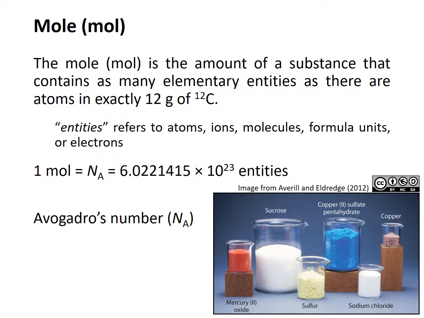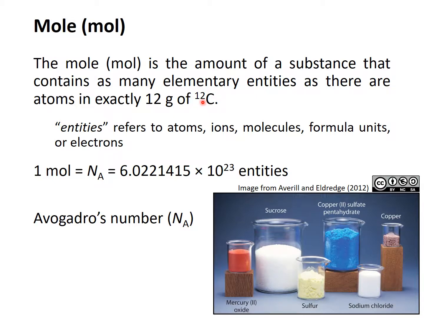You're probably aware that a dozen eggs is 12 eggs, and that there are 12 inches in a foot. These are examples of units of measure. In chemistry, the most important unit of measure is the mole, which is defined as the amount of substance that contains as many elementary entities as there are atoms in exactly 12 grams of isotopically pure carbon-12.